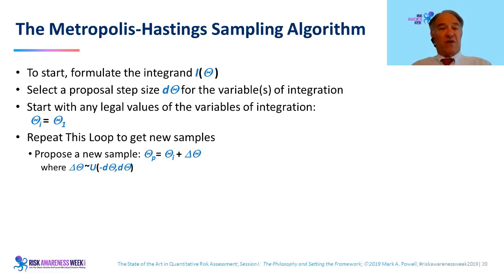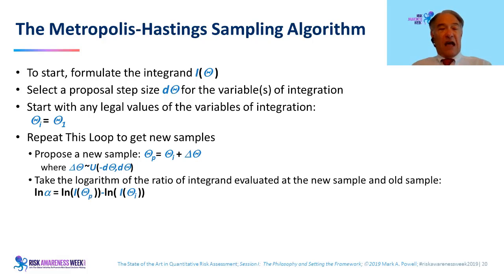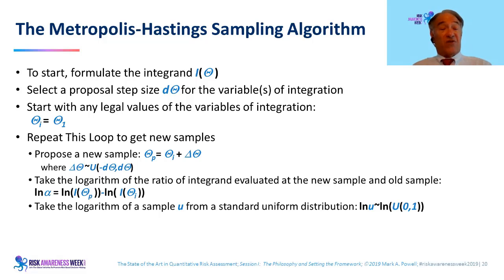Now, this algorithm is going to be a bit astounding, but it works. I doubted it for years. The next step is we want to take a logarithm of the ratio of the integrand evaluated at the new sample divided by the old sample. And the logarithm of a division turns into the logarithm of the numerator minus the logarithm of the denominator. So we have our ratio, which is the evaluation of the integrand that we formulated. Next step is we take the logarithm of a sample from a standard uniform distribution, going from 0 to 1.